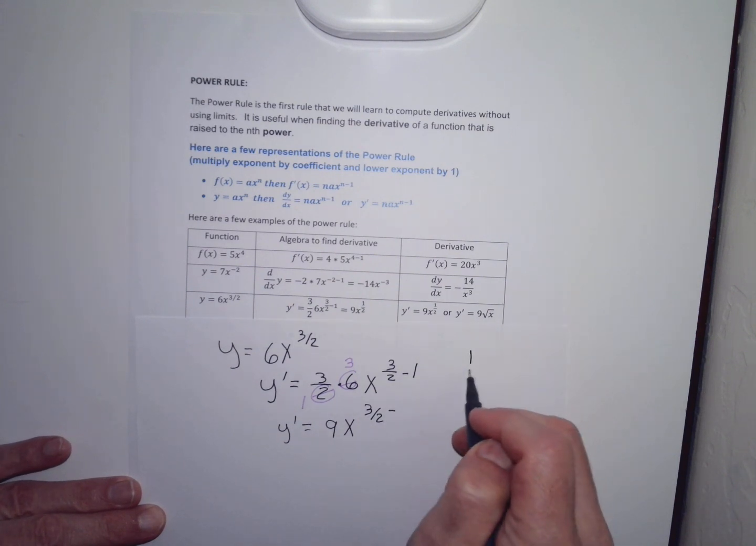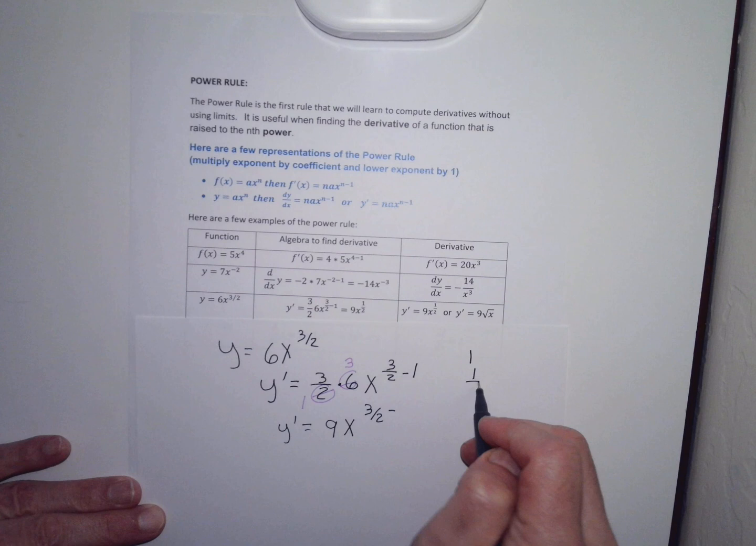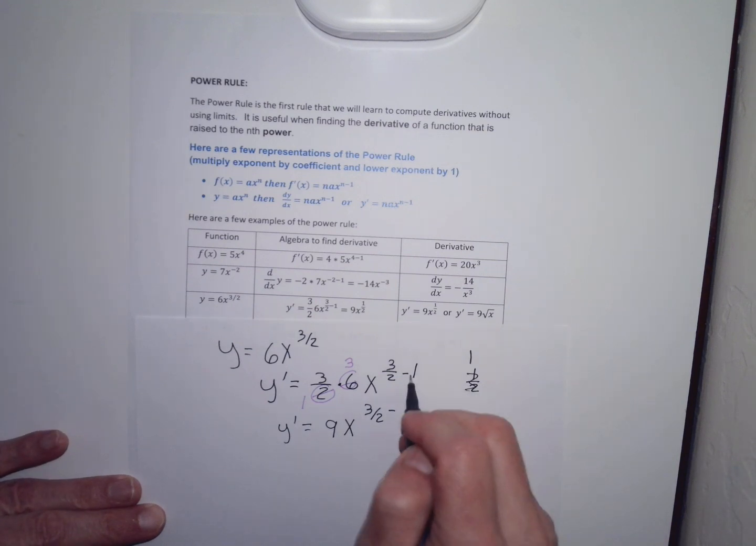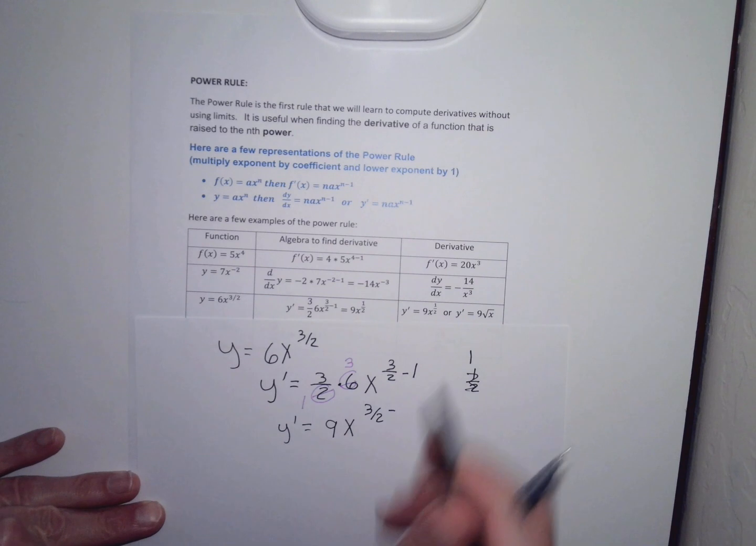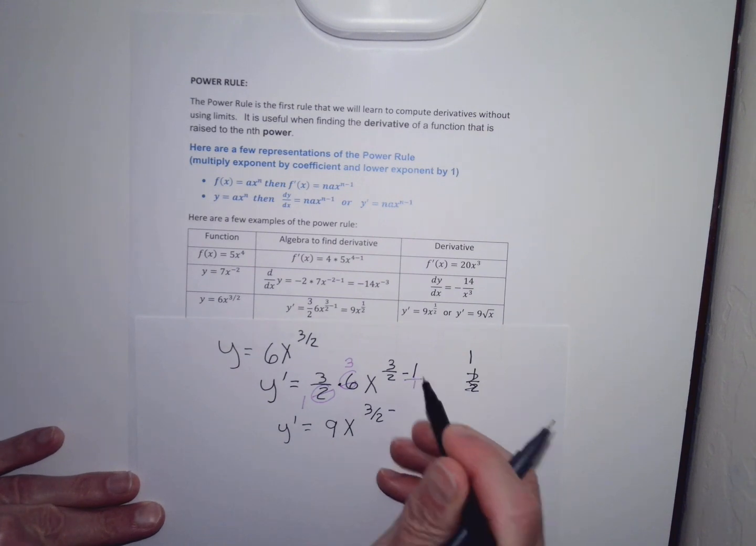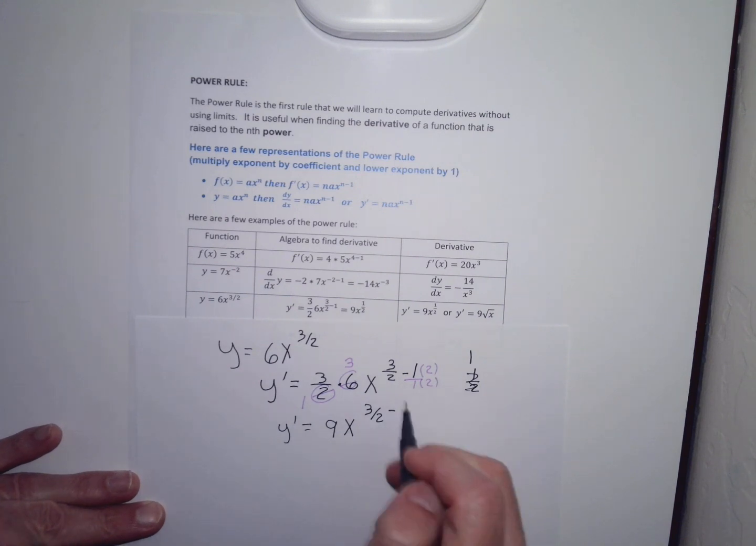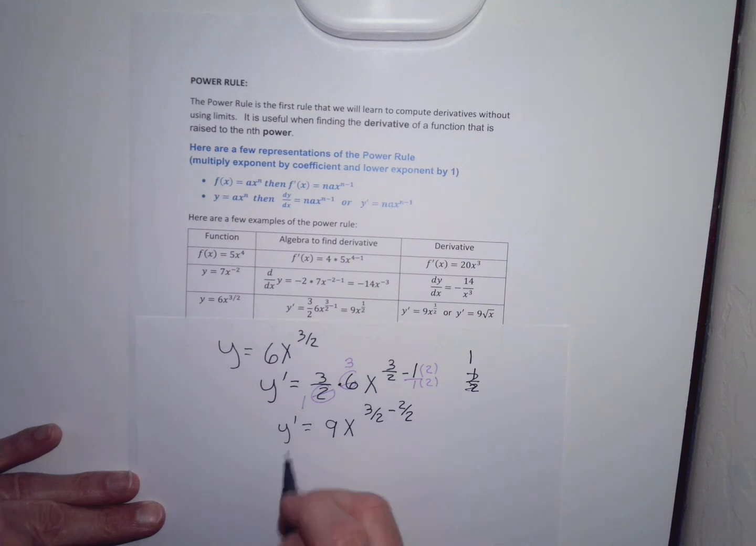So this exponent, the subtraction of 1, I need to think of that 1 as 1 over 1, and then multiply it by 2 over 2 to make the subtraction easy enough. So instead of doing 3/2 minus 1, I'm going to do 3/2 minus 1 written as 2/2. And this will give me the derivative is 9x to the 1/2 power.